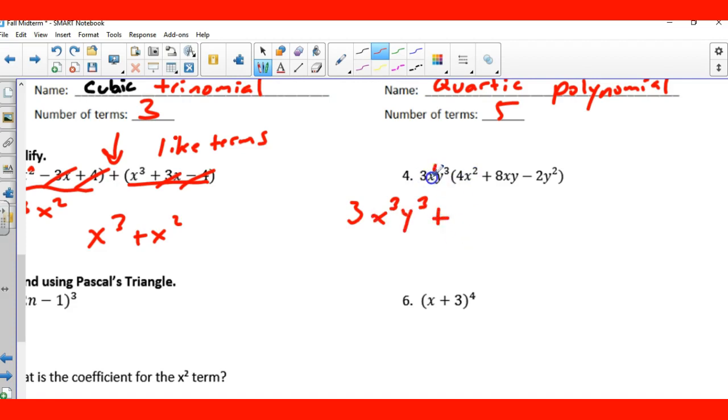Then I have 3xy cubed times 8xy. Well, 3 times 8 is 24. X times x is x squared. Y cubed times y is y to the 4th. And then right here, 3 times negative 2 is negative 6, x, y to the 5th. There it goes.